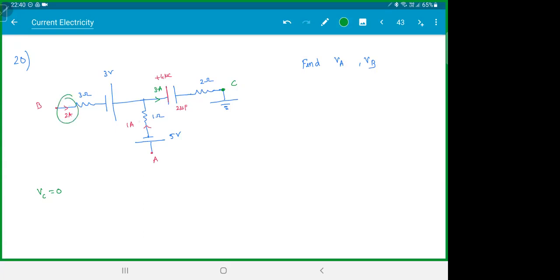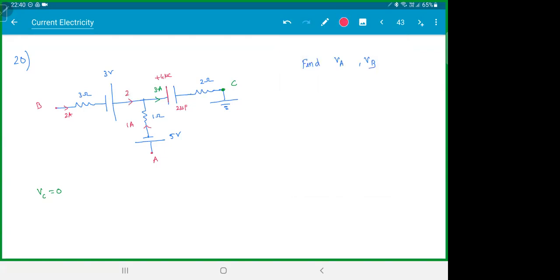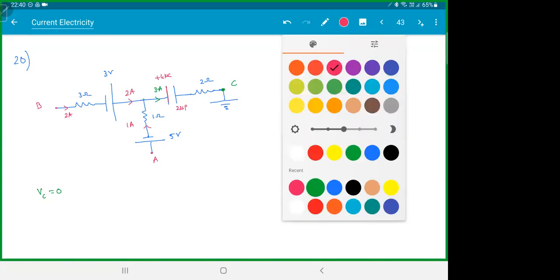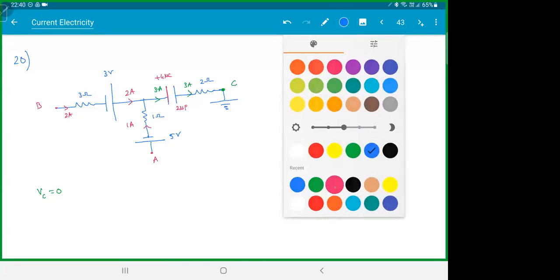That 2 is coming from here, 1 is coming from here. Where is all the current going? It should go somewhere. So there is a 3 ampere current in that branch. Don't forget that. So 3 ampere is flowing this way. I think then from here you'll get it.